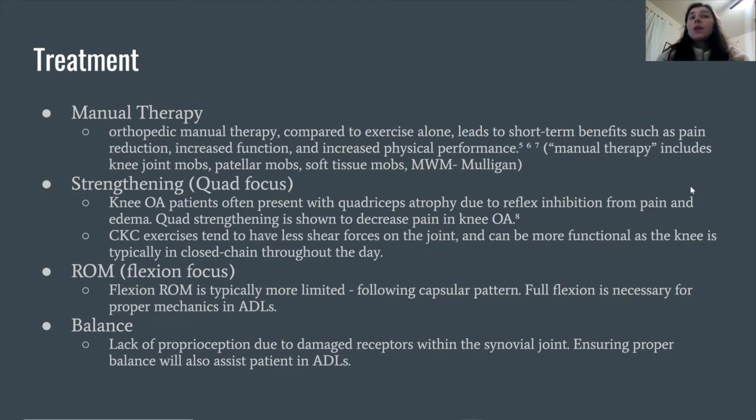And manual therapy here includes knee joint mobs, patellar mobs, soft tissue mobs, Mulligan mobs. So there's a lot encompassed in that manual therapy piece. So that's important to remember.